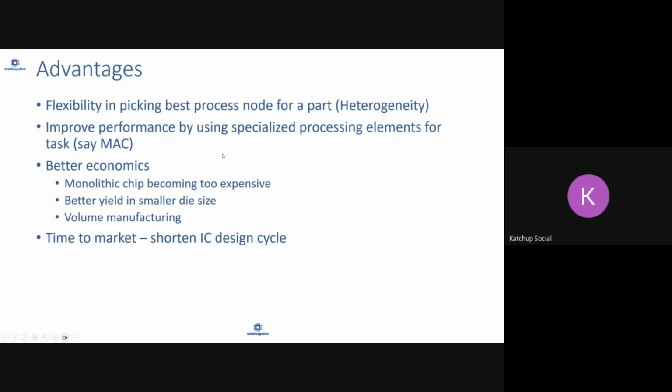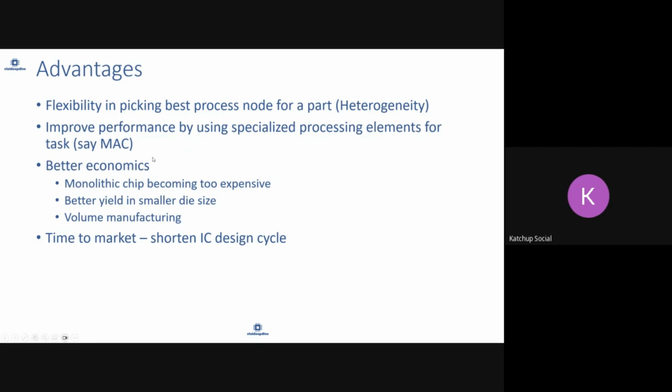It improves performance, for example, for specialized processing elements, like the processor which I talked about. Similarly, there can be a multiply and accumulate unit, which is very, very important for AI chips. You can pick a particular part and get the best performance using a particular process node. So your performance overall also increases.